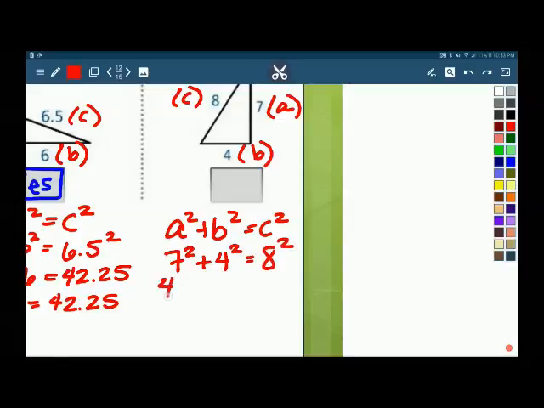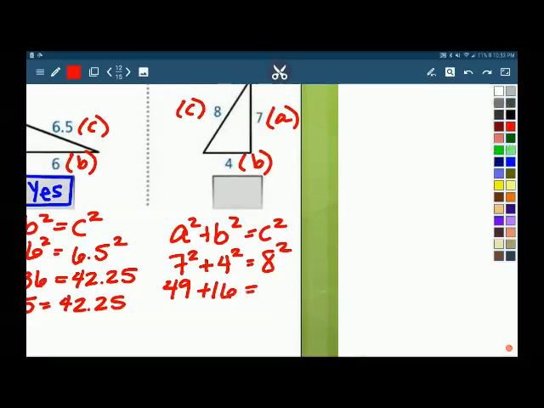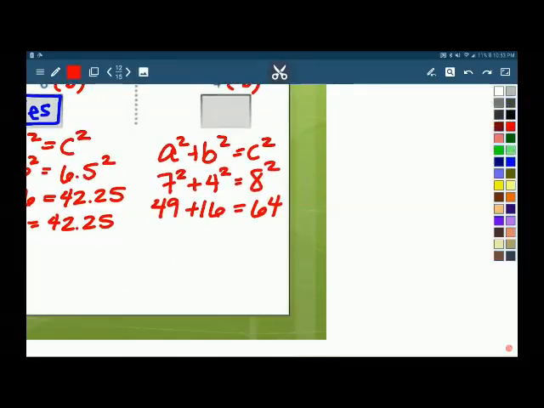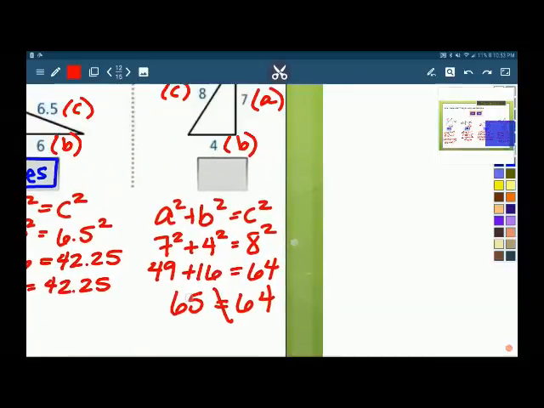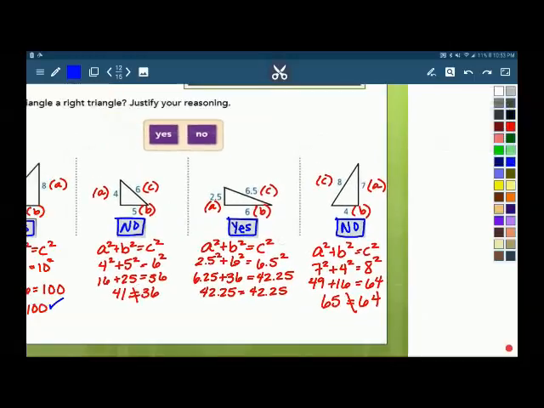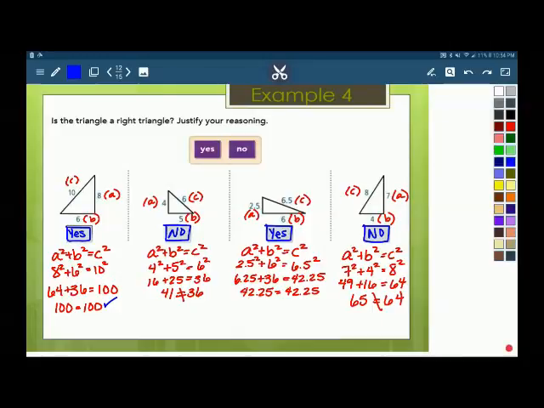7 squared is 49. 4 squared is 16. Whoops, sorry about that. And 8 squared is 64. 49 plus 16 is actually 65. So even though they're close, 65 and 64, they're still not equal. So this last triangle is still not a right triangle. Okay, so that's what they're trying to do here. They're trying to give you triangles that look to be right, and you are verifying if they are in fact right by plugging in their side lengths into the Pythagorean theorem.